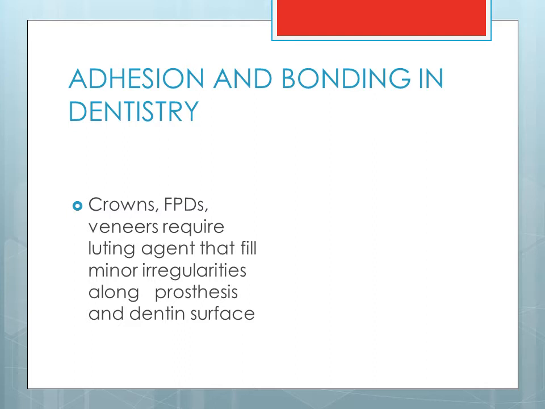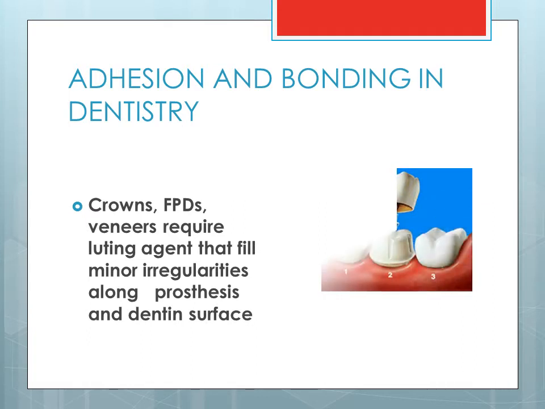Application of adhesion and bonding in dentistry. Basically, adhesion is required in crowns, fixed partial dentures, veneers, and other prostheses that require a luting agent or a cementing agent that fills the minor irregularities along the prosthesis and tooth surface. So this is an example of a crown, and it is bonded to the tooth by means of a luting agent or a cementation agent.